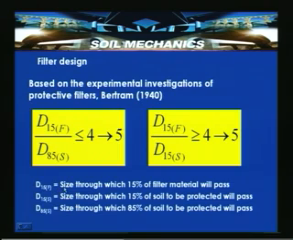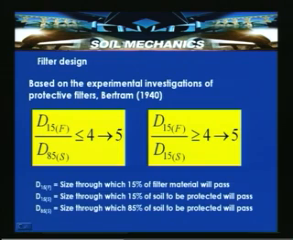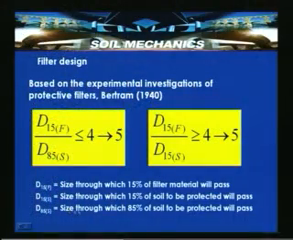Here D15F is nothing but the size through which 15% of the filter material will pass. D15S means the size through which 15% of the soil to be protected will pass. And D85S is the size through which 85% of the soil to be protected will pass.